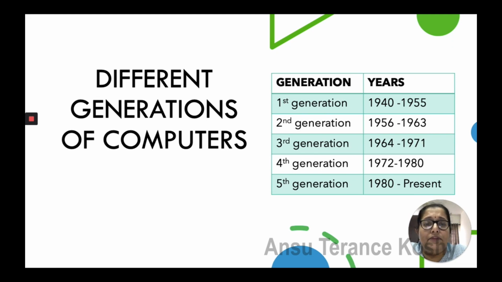Let me read out. The first generation of computers are from the years 1940 to 1955. Second generation of computers are from 1956 to 1963. Third generation computers are from 1964 to 1971. And fourth generation computers are from 1972 to 1980. Currently, we are running in the fifth generation, which is still under expansion. It is between 1980 to present. Shall we see all the generations one after the other?